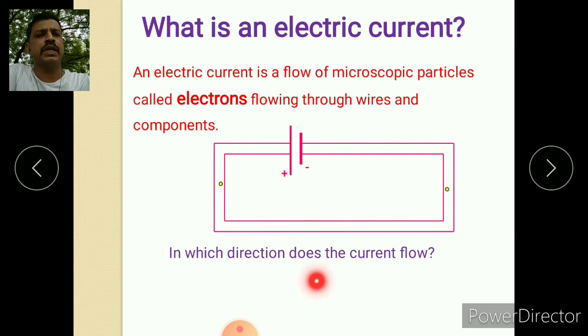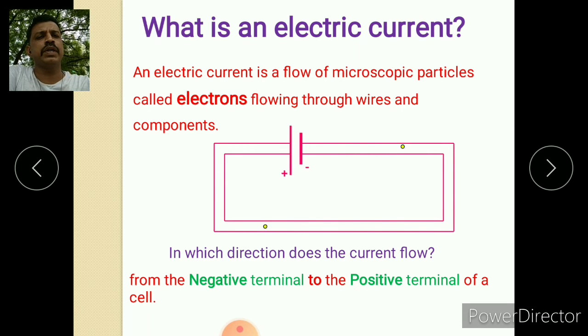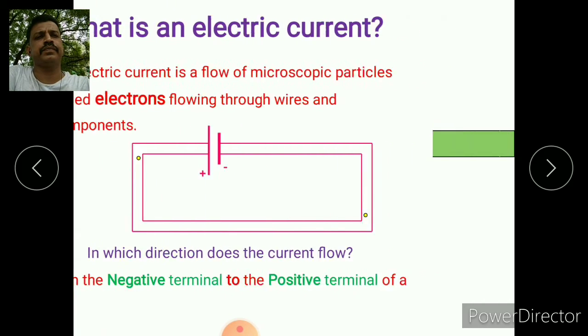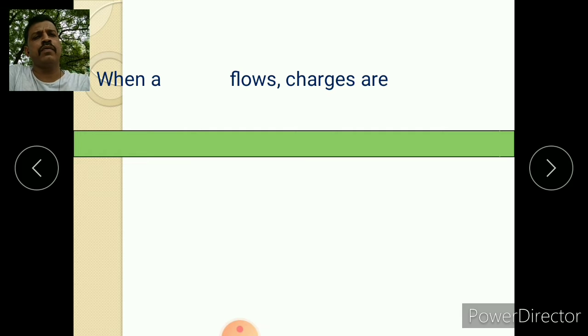In which direction does the current flow? From the negative terminal to the positive terminal of a cell. Here the electrons are flowing from negative to positive like this. So this is the direction of electron flow or current. So like this, we say that it is direct current. Now this current is flowing like this.